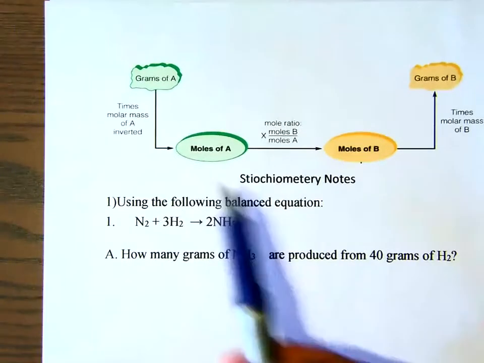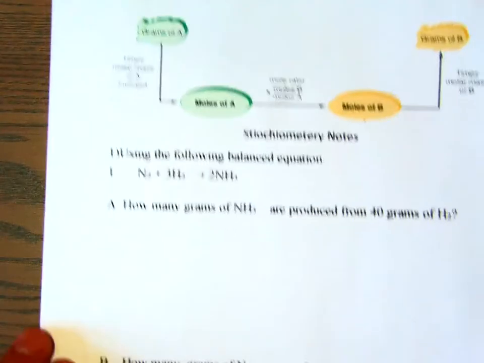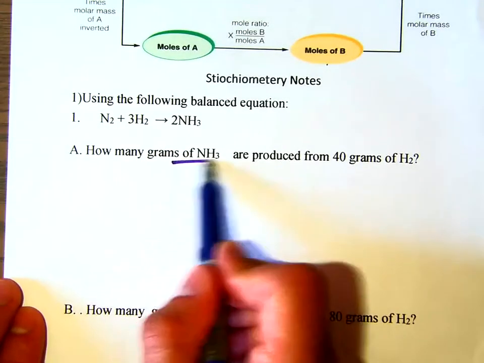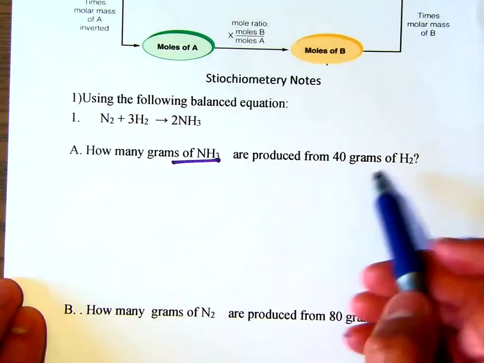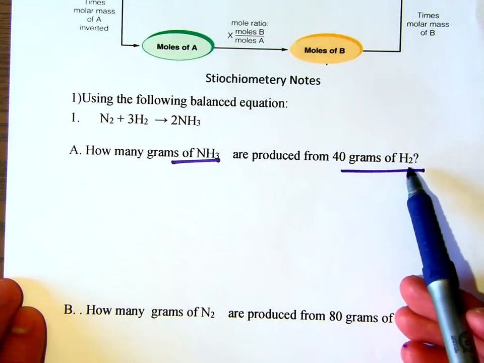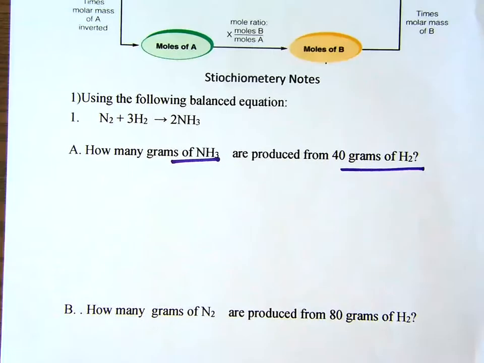So here's my first example. If you notice, we have it kind of mapped out for you. We have grams to moles to moles to grams. Okay, so let's read the first one. How many grams of NH3 are produced from 40 grams of H2? In other words, I have 40 grams of this, and I want to figure out how many grams of this I can make. Well, all we're doing today is mapping it out.